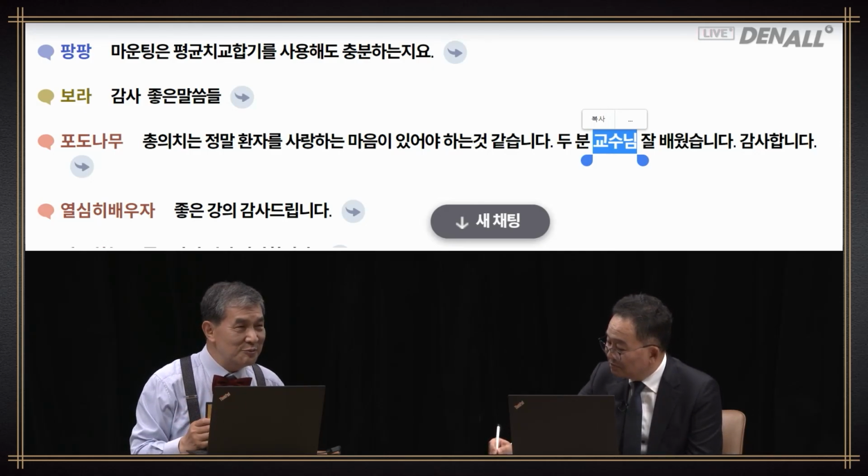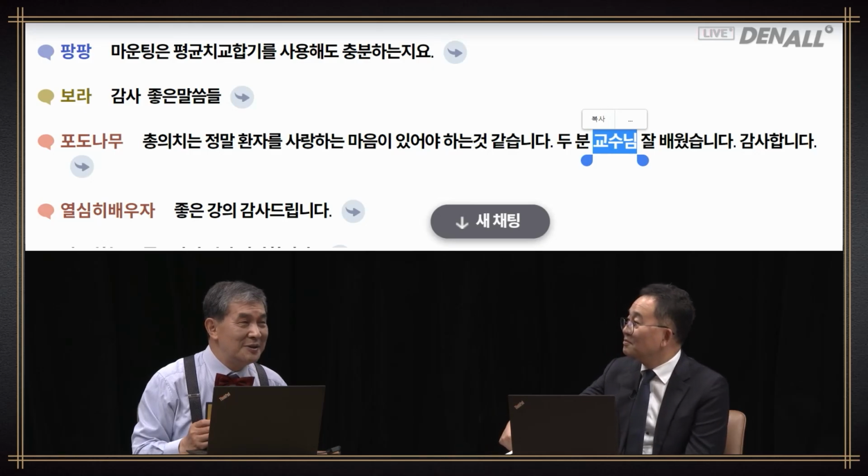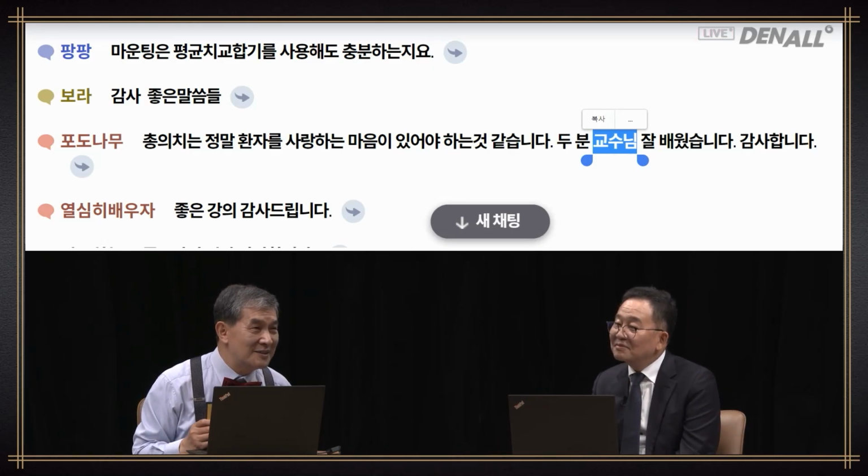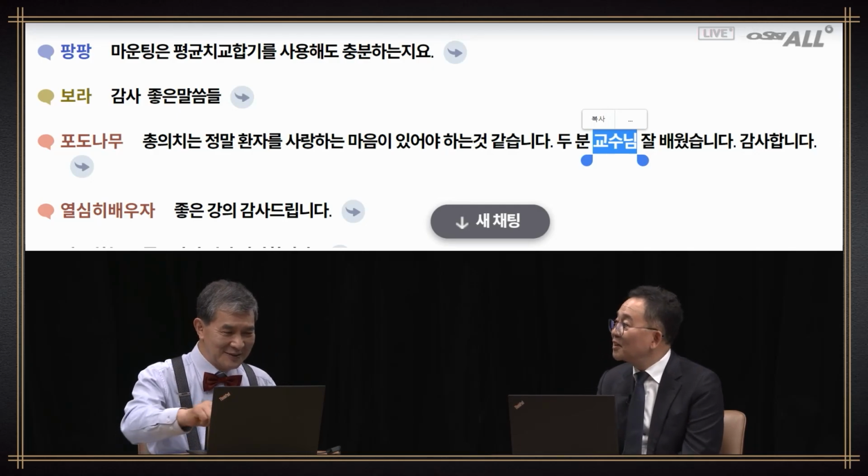Is it sufficient to use an average articulator for mounting? It's not sufficient, but it's perhaps okay. Yes, I agree.